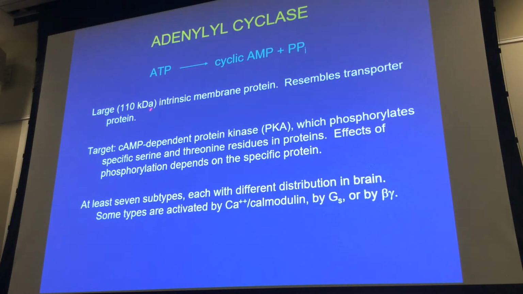But getting back to the effector, adenylyl cyclase is a very large intrinsic membrane protein. So the molecular weight is over 100 kilodaltons. And its structure resembles that of a transporter protein. There's a lot of interesting evolutionary history about adenylyl cyclase, because a protein that resembles adenylyl cyclase is actually seen in extremely primitive bacteria. And the function of this protein is it's an adenosine or ATP transporter protein.